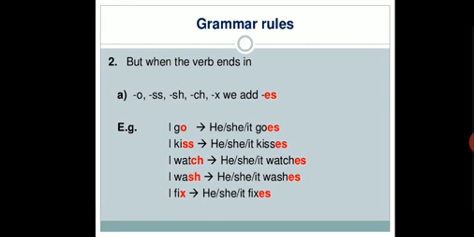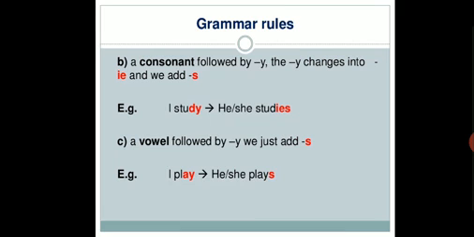Here you can see o, ss, sh, ch, x. With all these endings, we add es, like go becomes goes, kiss becomes kisses, watch becomes watches, wash becomes washes, fix becomes fixes. Then, as I discussed, y turns into i and then it becomes ies: study into studies, play into plays.